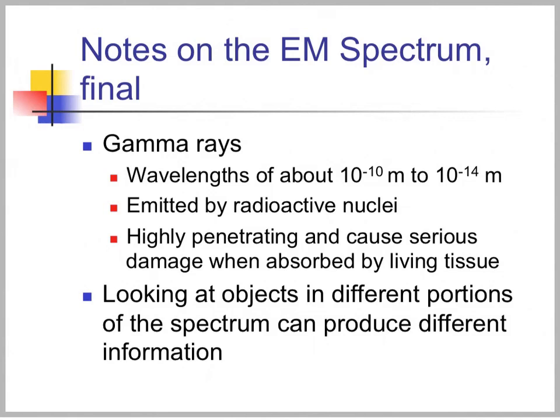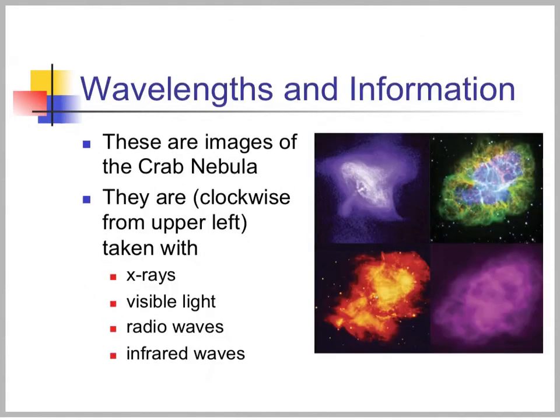And if I look at objects in different parts of the electromagnetic spectrum, I can get different information. So for example, in astronomy, we might look at the Crab Nebula at different wavelengths. So up here we look at it in the X-ray wavelength. And then visible light, radio waves, and infrared. You see in the X-rays you can actually see the swirl of particles around this central thing that is shooting out jets on either side. Whereas if we look at it in the visible light, it's really pretty, but we can't see what's going on in the center. So different wavelengths of light give us different information.